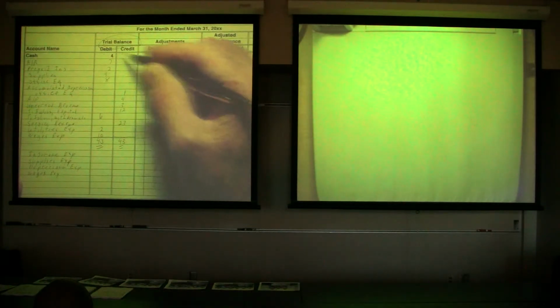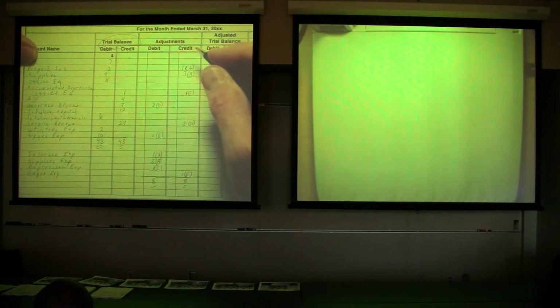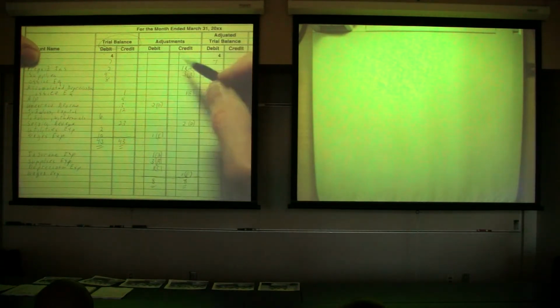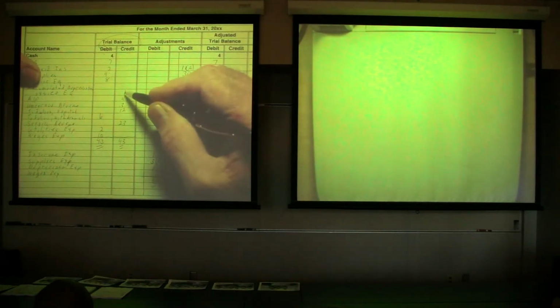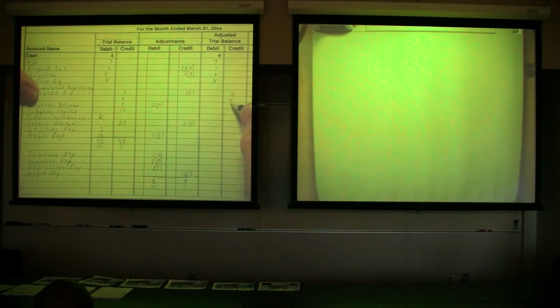Now, the next thing I'm going to do is my unadjusted trial balance. So 4 didn't change, so it just comes across. Accounts receivable didn't change either. Prepaid insurance started 2, went down by 1, so it has a balance of 1. Supplies started 4, went down by 3, it has a balance of 1. Office equipment didn't change. Accumulated depreciation had a $1 credit balance, was increased by 1, so now it's up to 2, and that's a credit. Accounts payable didn't change. Unearned revenue started 3, went down by 2, so now it's 1, and it's a credit. Capital didn't change.